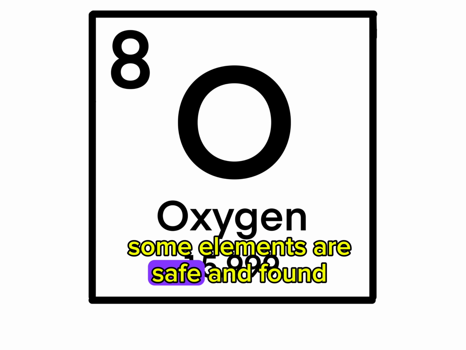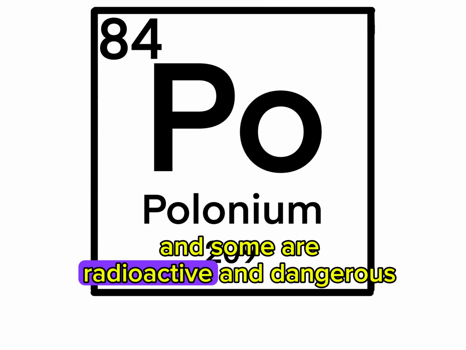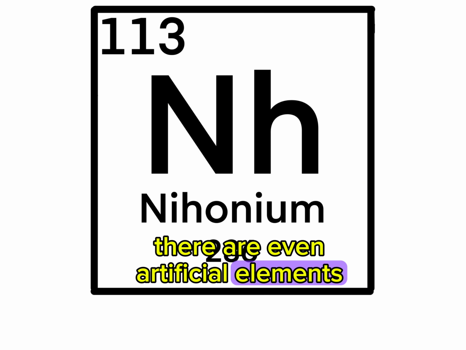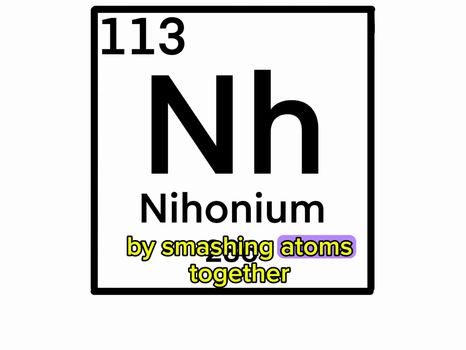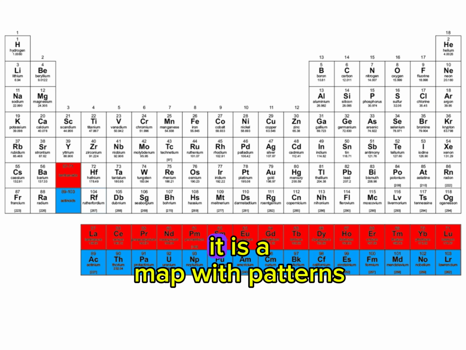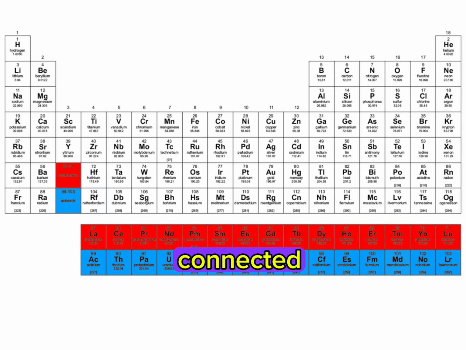Some elements are safe and found almost everywhere, and some are radioactive and dangerous. There are even artificial elements that scientists make in laboratories by smashing atoms together. The periodic table is not just a list, it is a map with patterns that help show how elements are connected, how elements behave and combine, their bonds, and what kinds of materials they can make.